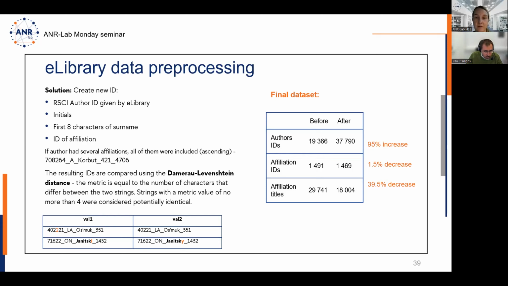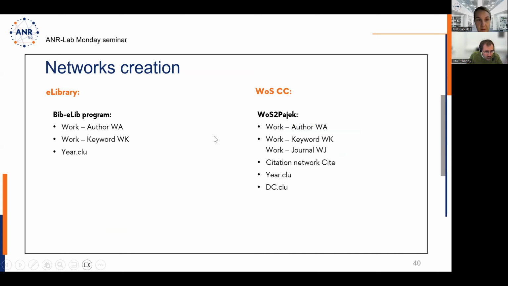So we had 37,000 authors, and we decreased the affiliation titles, which means that we were able to better formulate these affiliations of our authors. So it helped us to have IDs for all the authors, and further we were able to make the analysis.